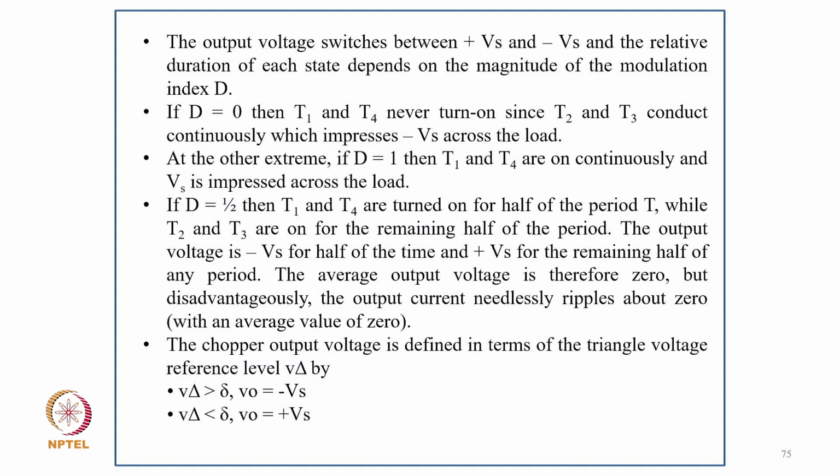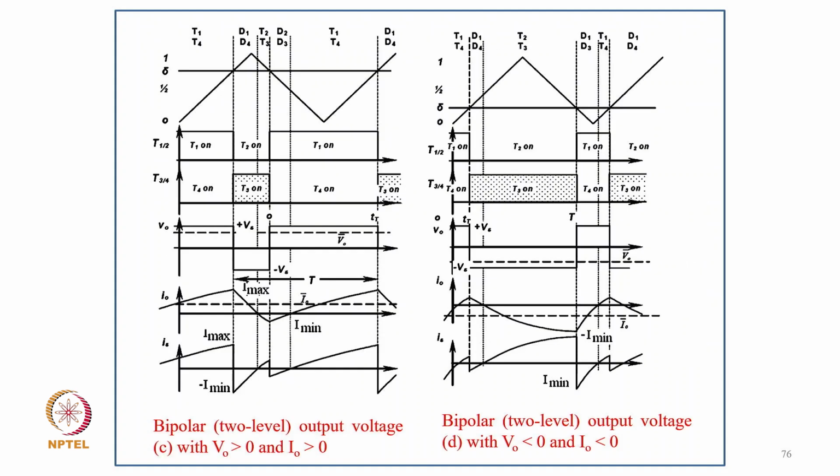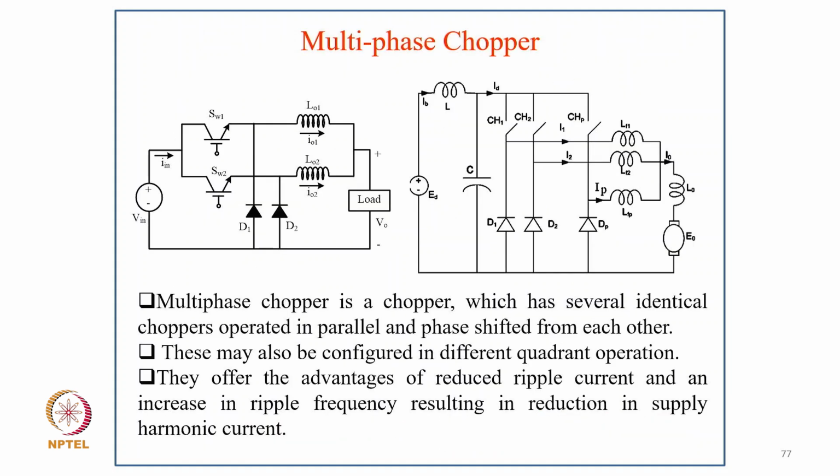So the chopper output voltage is defined in terms of a triangular reference wave delta: if V delta is greater than delta, V equals plus Vs, and if V delta is less than delta, V equals minus Vs. And this is typically the operation for bipolar in 2-level, when it does not operate in the pure unipolar mode. So you will have a positive and negative voltage applied across the load, and you have a large ripple current at switching, and the output ripple frequency is also equal to the switching frequency. In the previous case, it was double. So this is the case of 2-level output voltage.